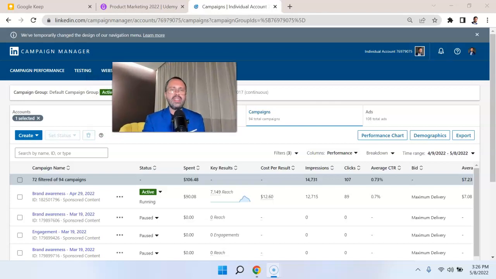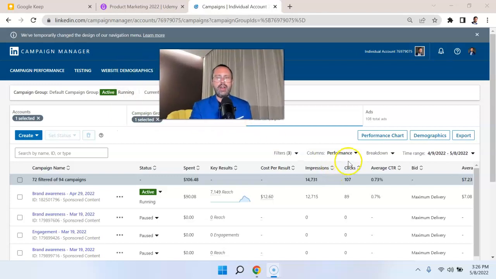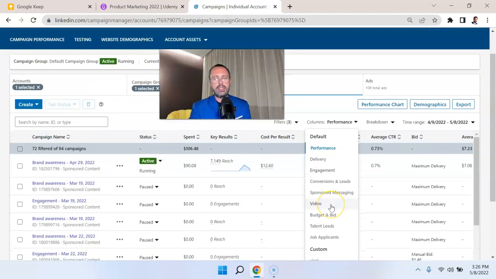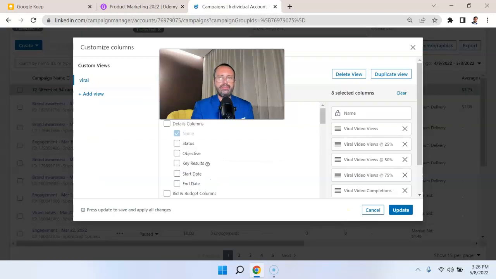And it's not always easy, but sometimes it is. So for example, if we go into the LinkedIn Campaign Manager, they have a section here called columns, which gives you interesting data about things like reach and frequency, which you can find under delivery, engagement, people engaging with your posts. You can see various video metrics. But the one that I'm particularly interested in is the customized option. So let's go to the customized column.